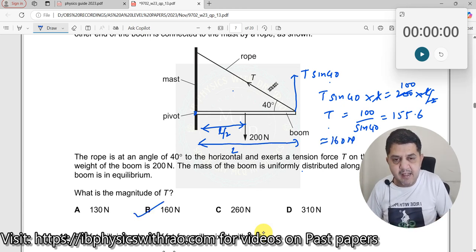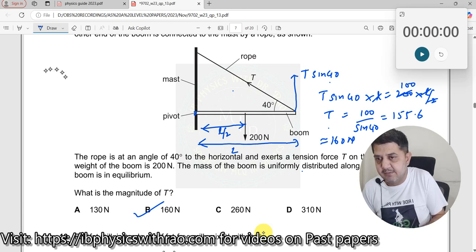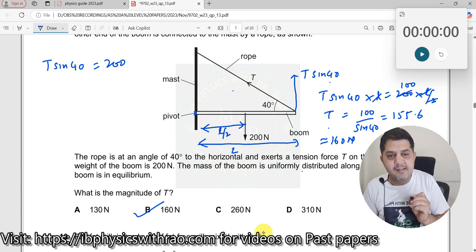But one of you might have a question. When I did this in the class, one of you asked, why do I want to take the moments? Why can't I do it by this method? This method is very popular. Most of them will do it, 90% or 98%. They will just equate this force to 200 and finally get the answer as 310 Newton. So why is this incorrect?